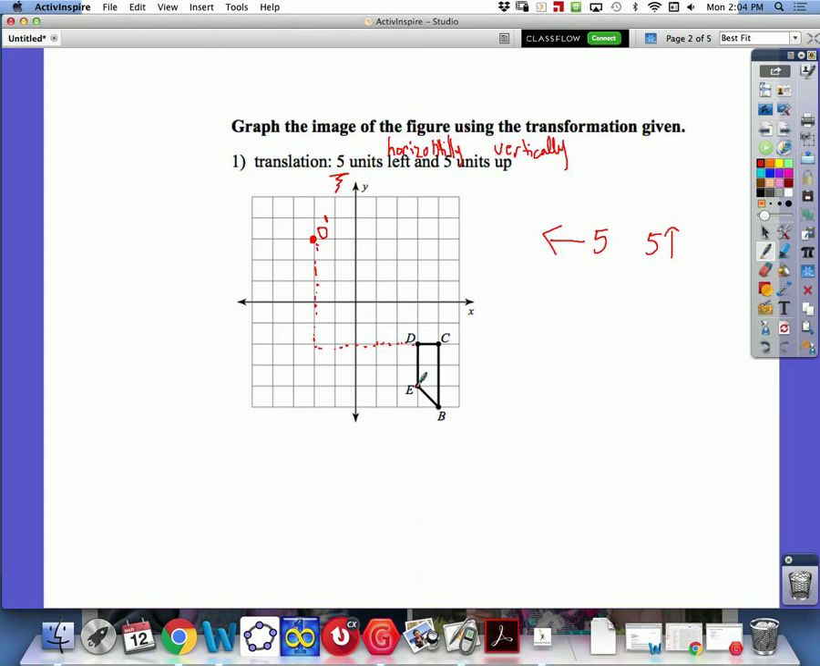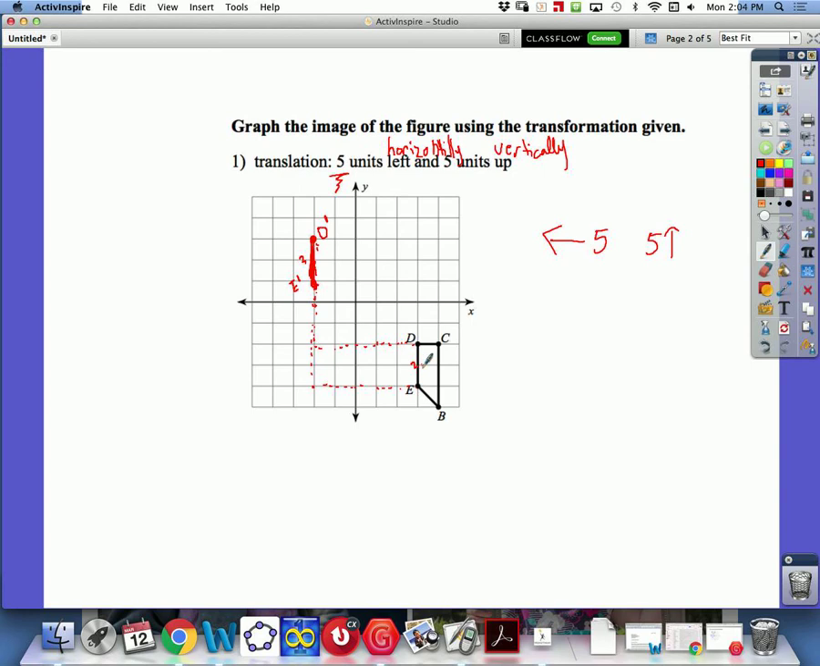Now I'm going to do it again. I'll move E. We go 1, 2, 3, 4, 5, and 1, 2, 3, 4, 5. So there's my E with the dash. And now I can connect them. And notice if these are 2 units apart, in the image it still has to be 2 units apart.